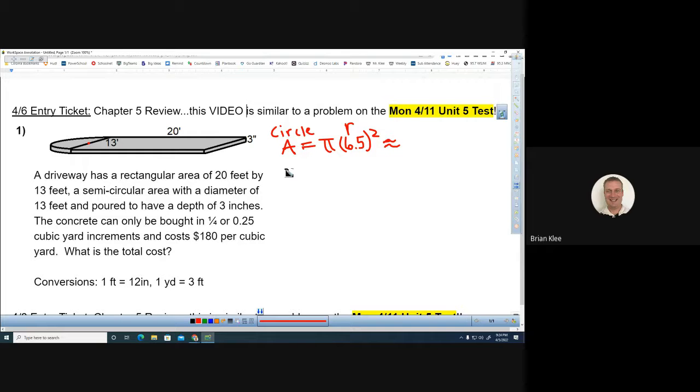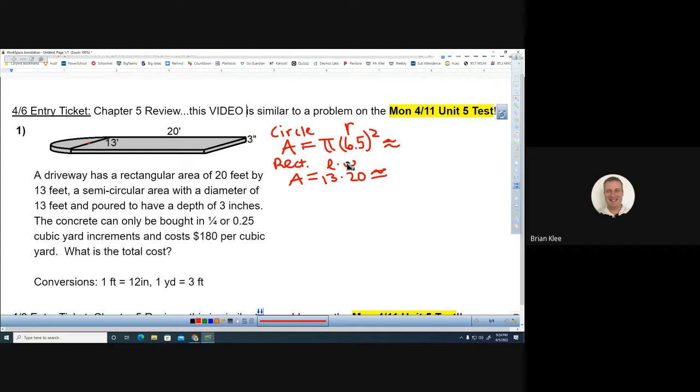A moment, I lie. The rectangle area is faster and easier. It's length times width, or base times height. So it's our 13 by 20. And this will be an exact number. The other number is going to be approximated.